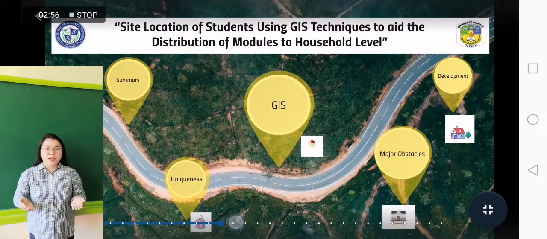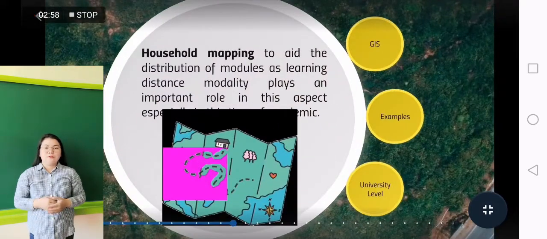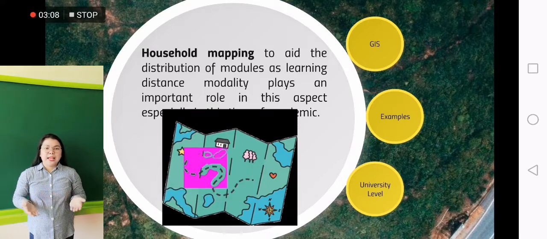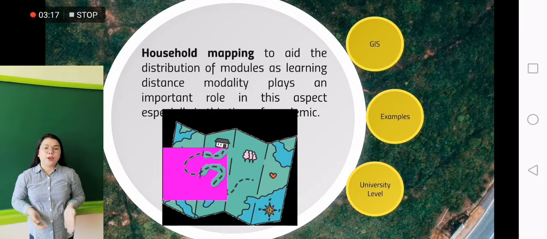Household mapping to aid the distribution of modules, as distance learning modality, plays an important role in this aspect, especially in this time of pandemic. This will really be a big help to the school, especially to the teachers who want to distribute modules to their students: an easy way to locate the households of the students using GIS techniques.